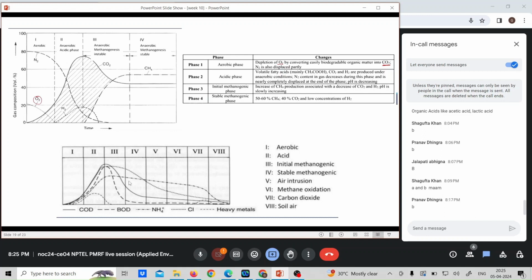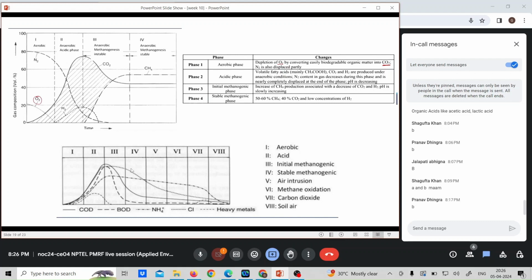Okay. On the other hand, we have ammonium ions, these dotted lines, I mean lines with dots in between. So what happens? The ammonium decrease after this initial methanogenic phase is very less. You can see almost, the slope of the line is very, very less. And finally, using this carbon dioxide and soil air, when you are going to check the composition of ammonium ions, they are going to come to a very lower level.